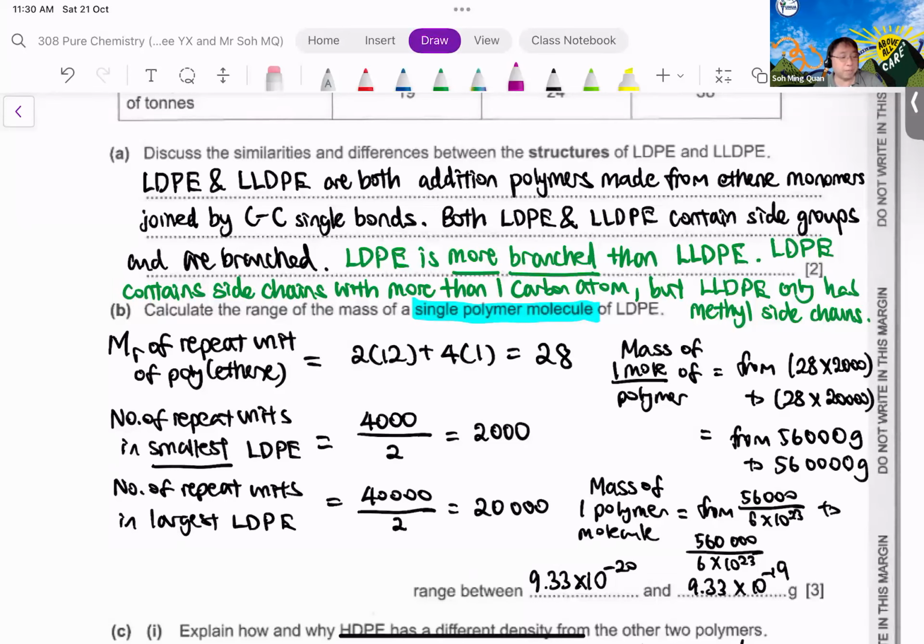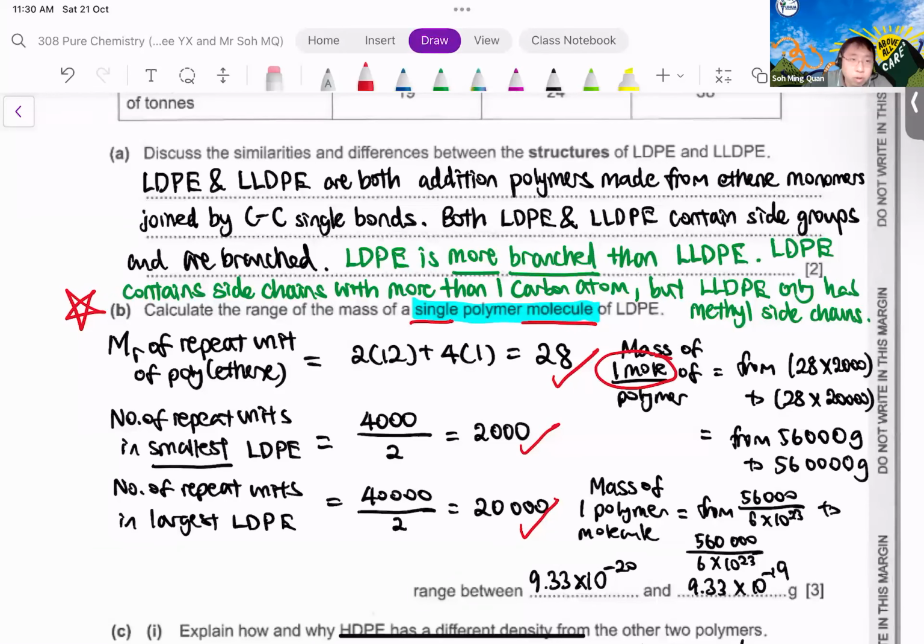But I want to go through part B. Calculate the range of the mass of a single molecule of LDPE. So many of you realized that, oh, I must calculate the number of repeat units. Oh, I must calculate the Mr of one repeat unit. So all of you did this. All of you got the 3 ticks there. Good. But you forgot, Mr means what? Mr is numerically equal to the mass of 1 mole.